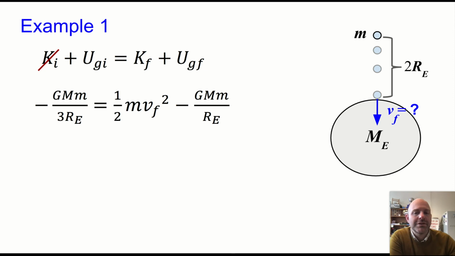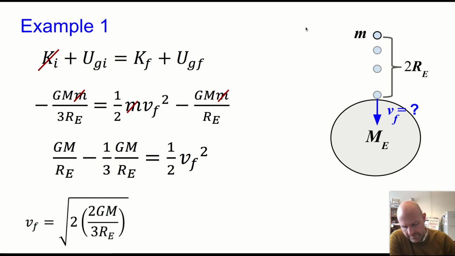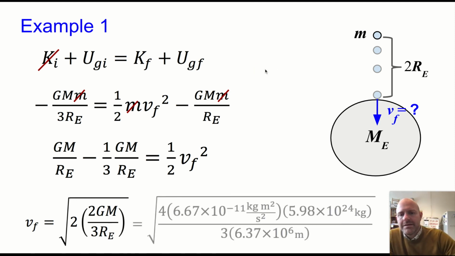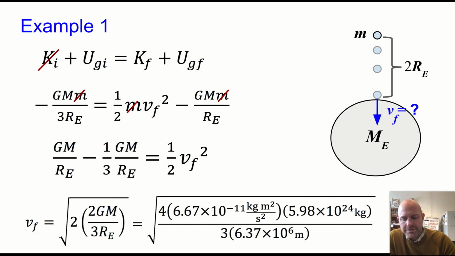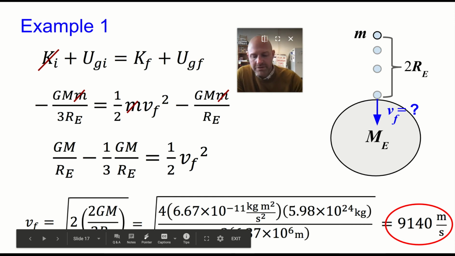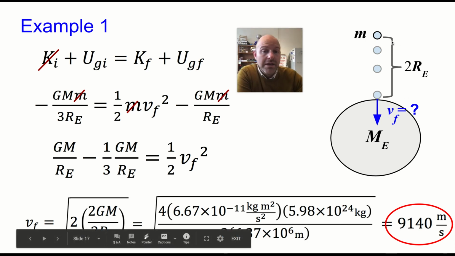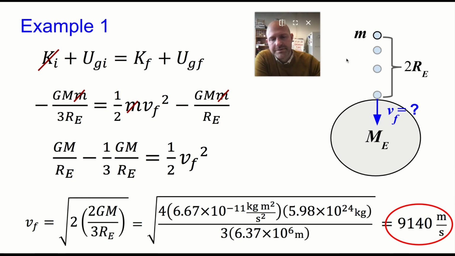Our final gravitational potential energy is negative GMm over R_E, because that's where we are at the surface. And then we have 1/2 mv squared, the kinetic energy term, in the middle. The mass of the object falling cancels out. We do some rearranging, and we end up with the square root of this mess, which we can plug values into to get 9,000 meters per second. Not necessarily a number that makes a ton of sense, but if you drop it from a very high height, you would expect it to be moving very fast. Of course, there are no non-conservative forces here, no friction, no air resistance.